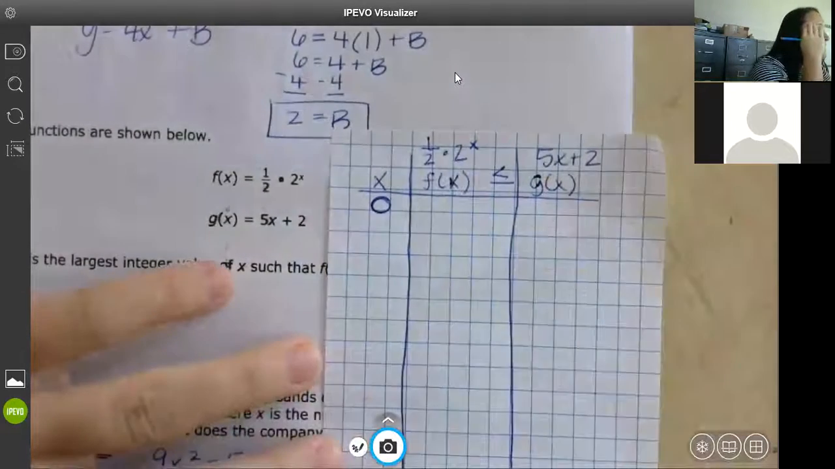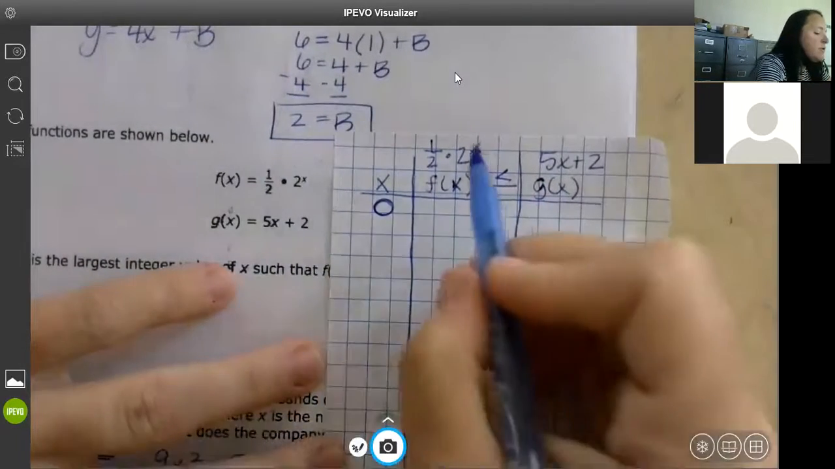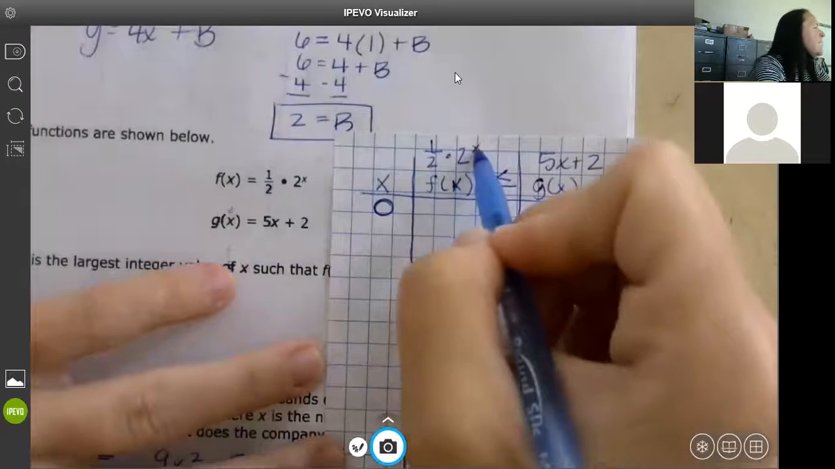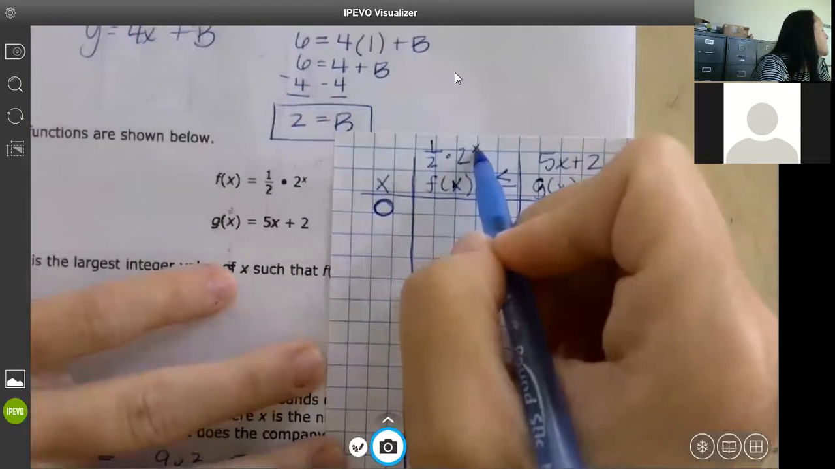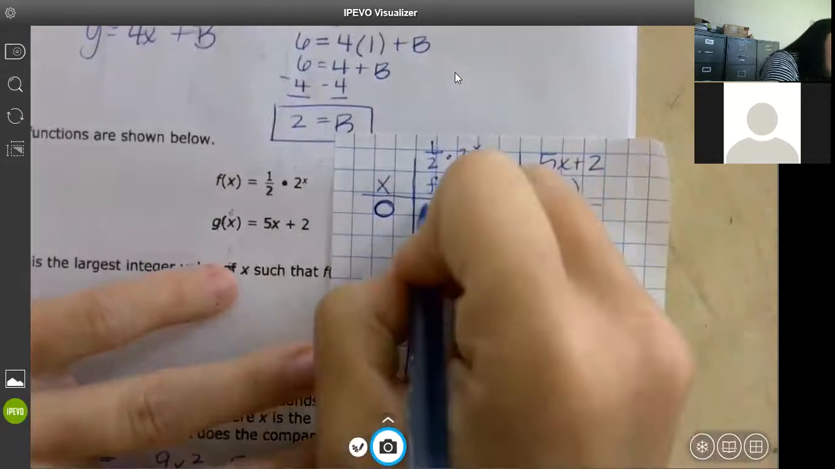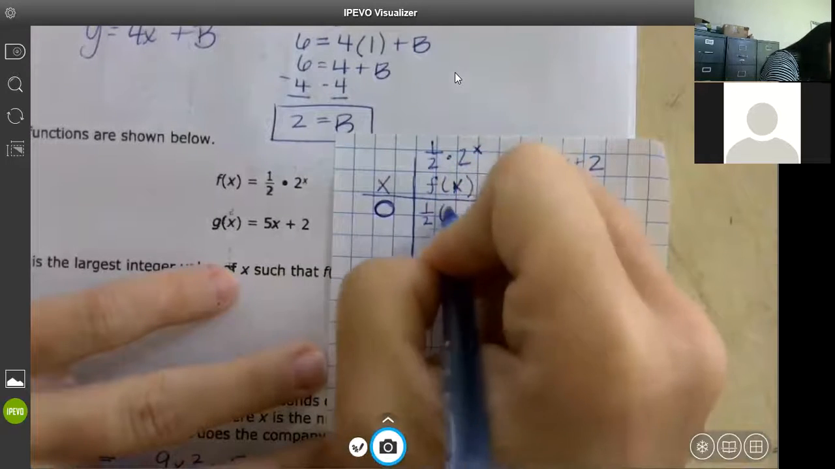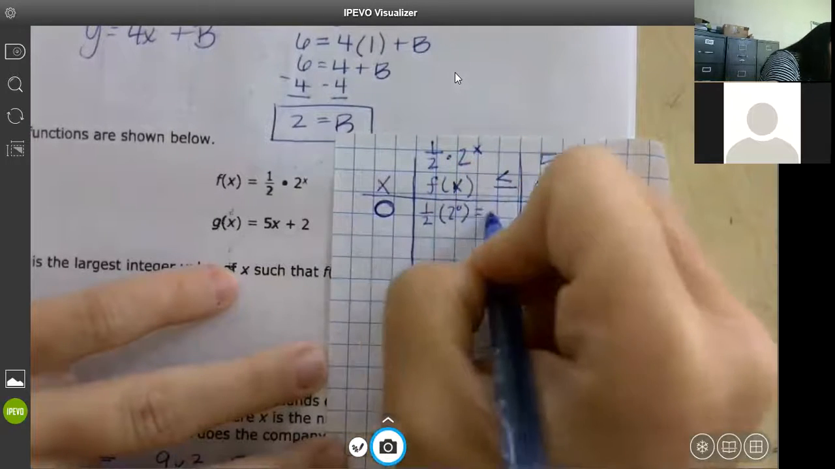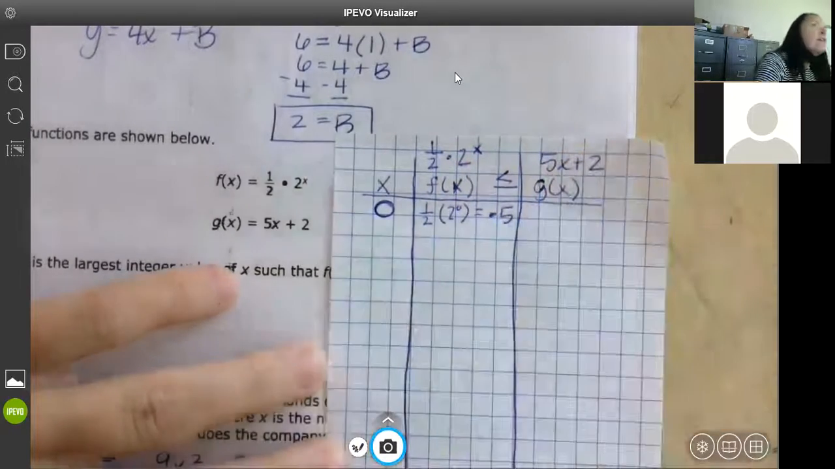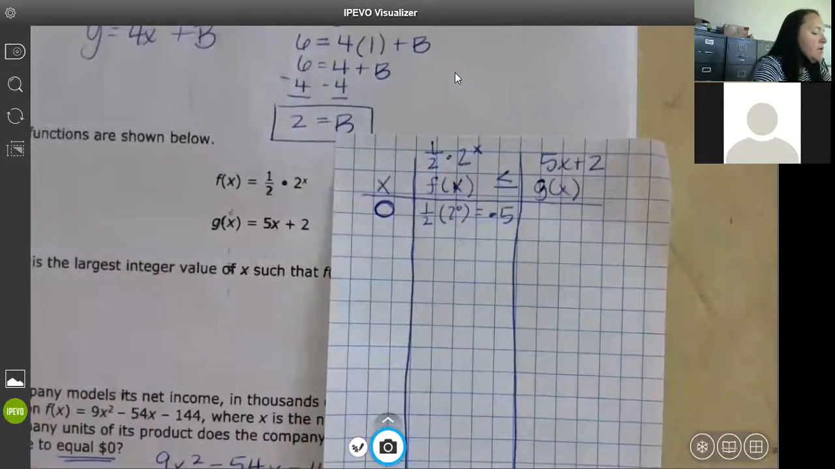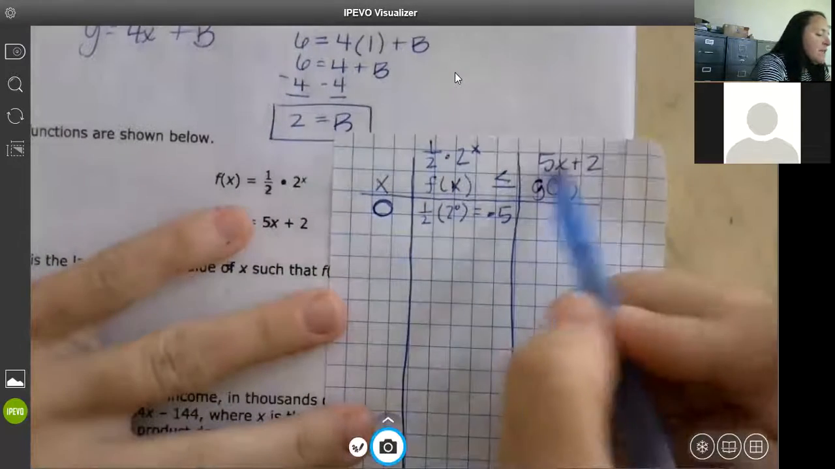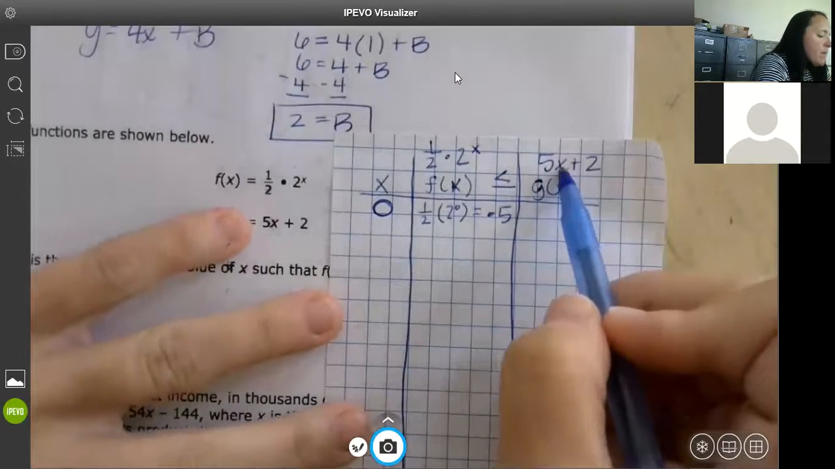You got to think back. I wanted to start with this one on purpose. 2 to the 0. Anything to the 0 power is 1. So half of 1 is 0.5. So all I did was plug in the 0. What's 5 times 0? Plus 2.